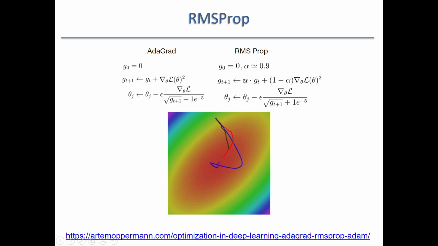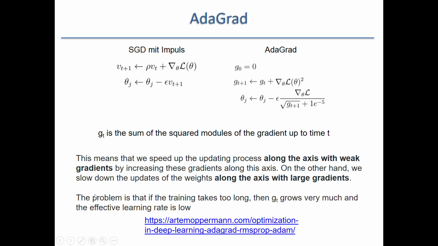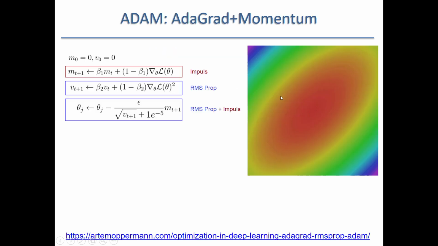So this alpha is a number close to 1. That means that basically the sum will be the same as the previous sum, plus some small update of the current loss gradient. So like that, you avoid this problem of very long trainings where this saturates and doesn't allow the learning rate to be adapted anymore.